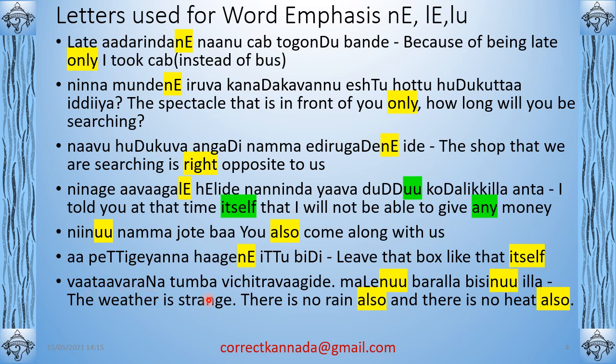ವಾತಾವರಣ ತುಂಬಾ ವಿಚಿತ್ರವಾಗಿದೆ. ವಾತಾವರಣ means weather. The weather is a bit vichitra. Vichitra is strange. ಮಳೆನೂ ಬರಲ್ಲ, ಬಿಸಿನೂ ಇಲ್ಲ. ಬಿಸಿ means heat, or sun. ಮಳೆ is rain. Rain also is not coming. Sun also is not there. So the nu is used for also. There is no rain also and there is no heat also.